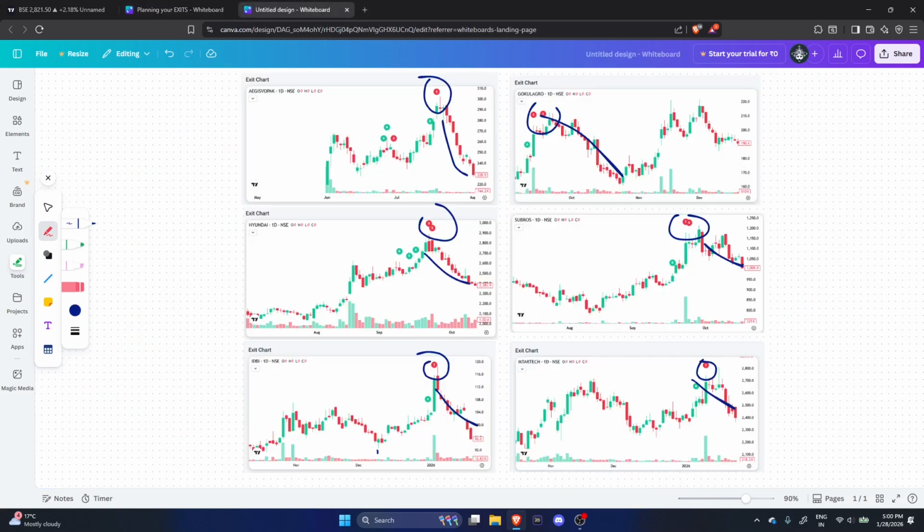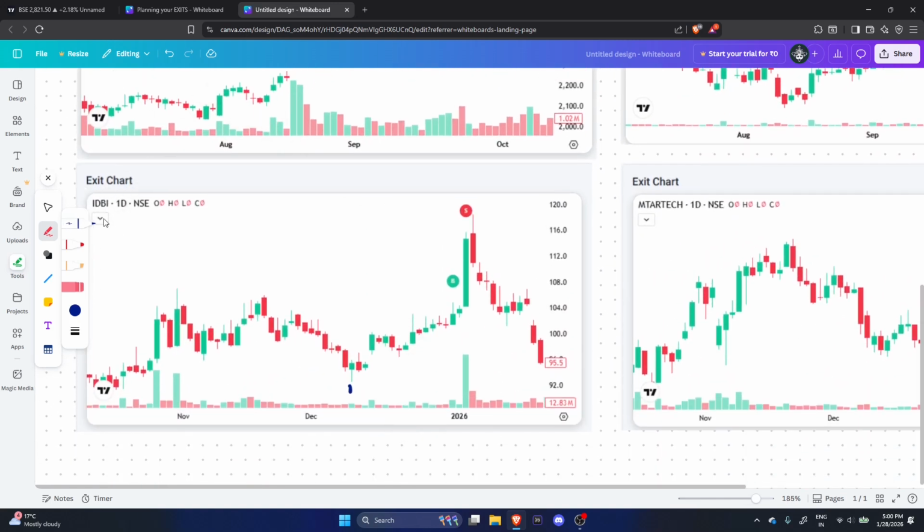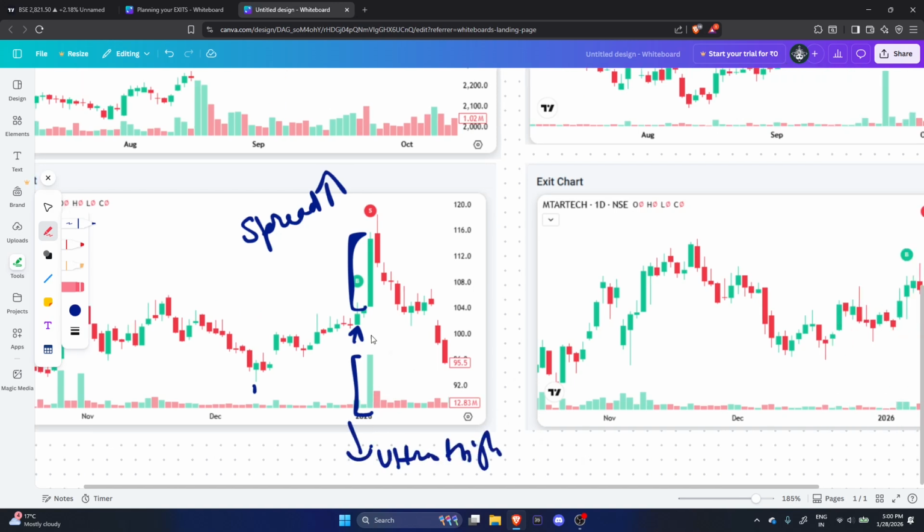So let me just show you a few examples from my past trades. So let's check this IDVI chart. So I bought here. In the next 2 days, can you see the type of candle this is? So basically the spread of this candle is huge. Can you see the type of volume? Ultra high volume. So out of 3, we have at least 2 things met.